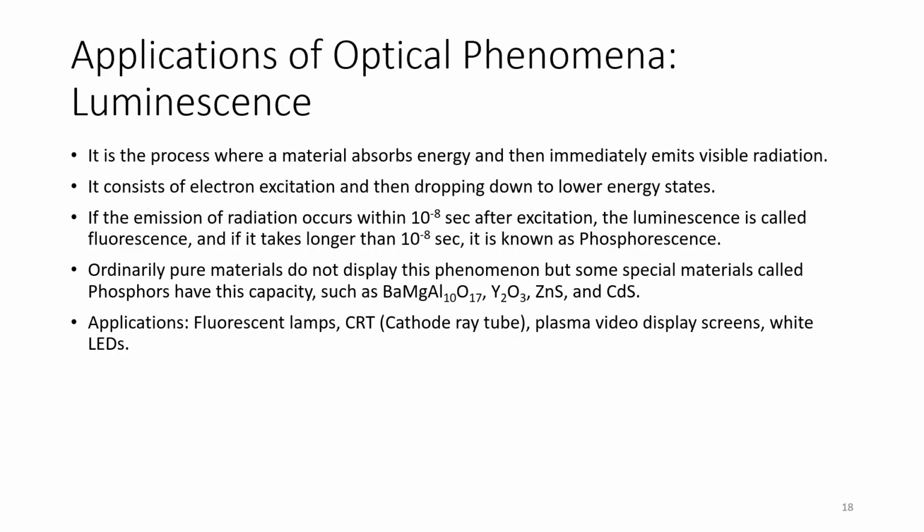It consists of electron excitation and then dropping down to lower energy states. If the emission of radiation occurs within 10 to the power minus 8 seconds after excitation, the luminescence is called fluorescence, and if it takes longer than 10 to the power minus 8 seconds, it is known as phosphorescence.